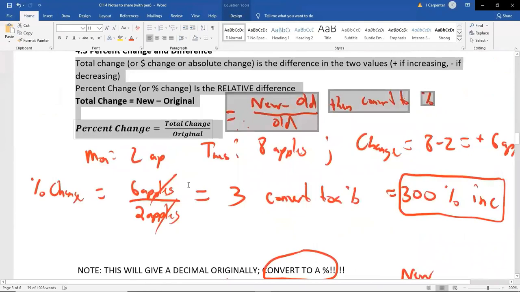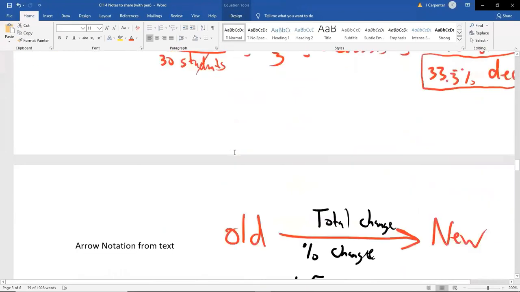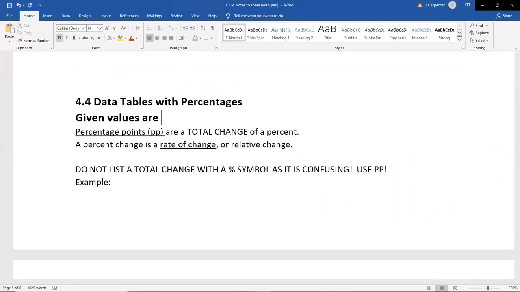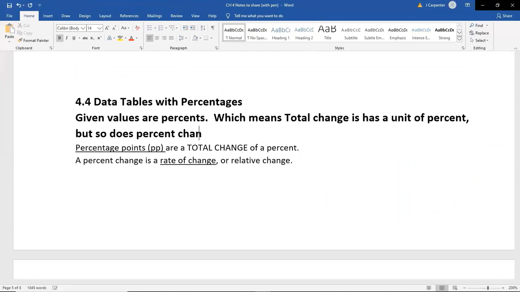But again, the data was based on values, apples and oranges, or a dollar value from last year and a dollar value from this year. In 4.4, we're going to be dealing with given values that are percents. So in 4.4, the given values are percents, which means the total change has a unit of percent, but so does percent change. This is confusing. So we need new language.